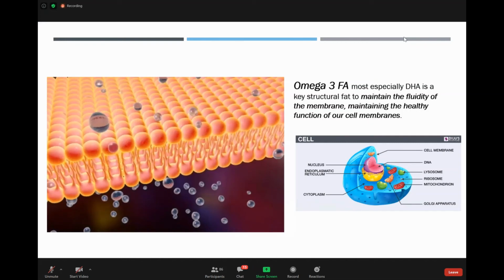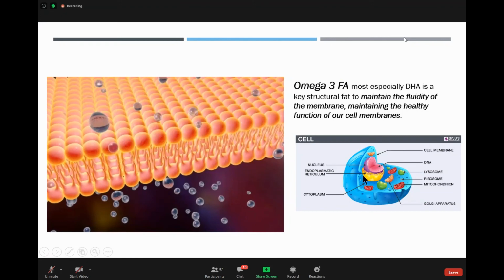So ang gusto natin ay magbigay tayo ng omega-3 to maintain the fluidity of the membrane, to maintain healthy function of our cell membranes. This one is your cell membrane. And then you also have here anti-inflammatory. Anti-inflammatory po kasi natin itong omega-3 fatty acids. And it is key for the photoreceptors of your eyes to be nourished. So yan po yung ginagamit natin pag-nourish ng photoreceptors ng ating eyes.